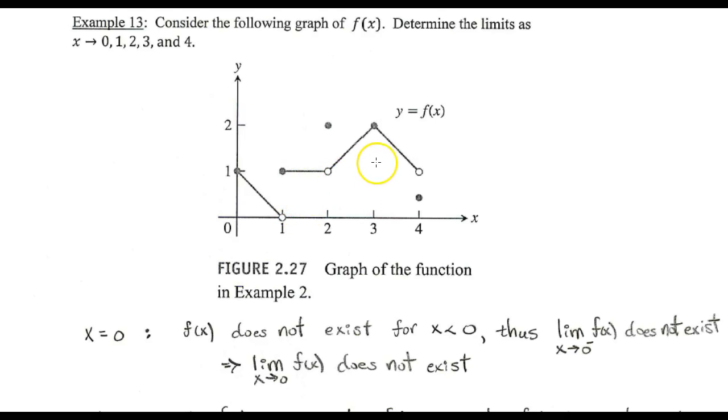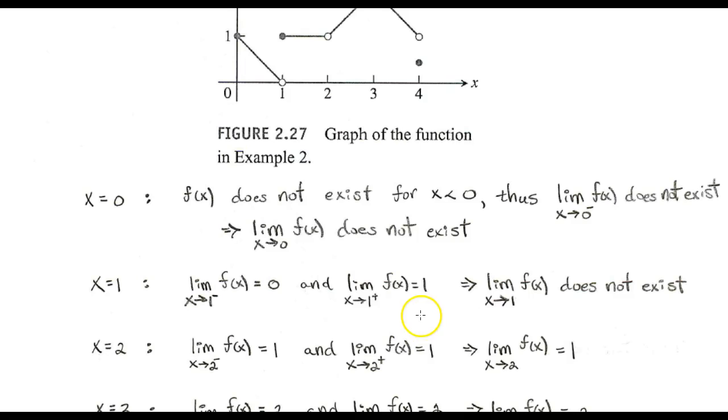So since the two one-sided limits are the same, the limit as x approaches 2 from the left is 1, the limit as x approaches 2 from the right is also 1, that means that the limit as x approaches 2 of f of x is 1. And again, we don't care what it actually is at x equals 2. So there you can see this written out.